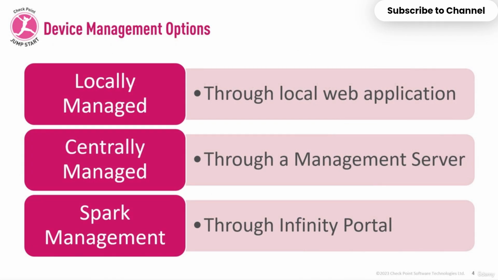As we discussed in previous videos, there are three ways to manage your Quantum Spark. The first option is locally managed, where you use the single web application to manage both the security policy and the device itself. Next, we have the centrally managed option, where you need a dedicated security management server. It can be an open server, on cloud, or on an appliance, but it's more scalable. And if you want it to be even more scalable, you would use the Spark management option.